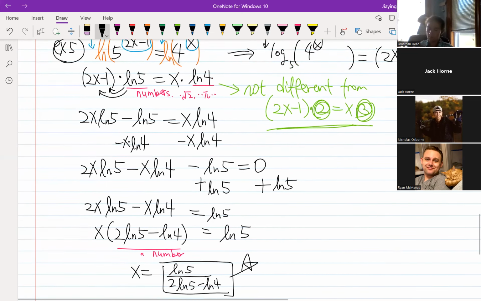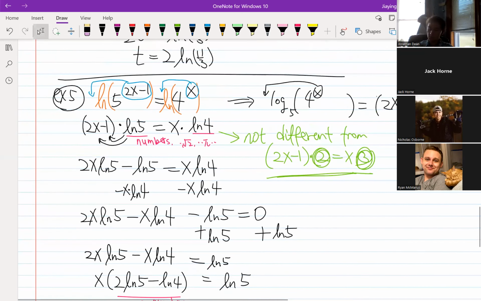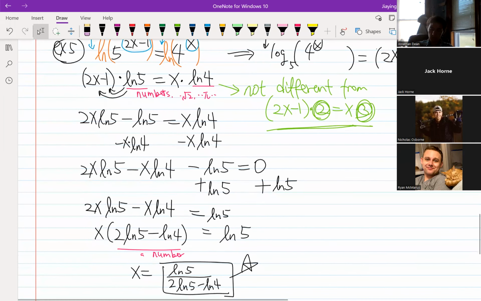So that's one of the ways to solve problems when you have the bases different and then you have x in both parts. All right. Questions? All right. So if you don't have questions, I'm going to move on to the next example, which is similar to this one.